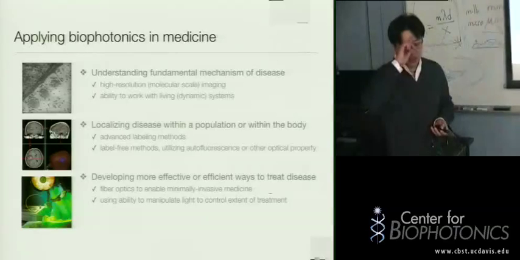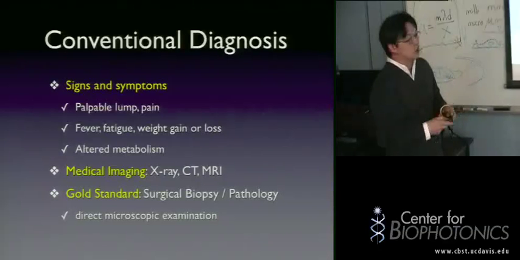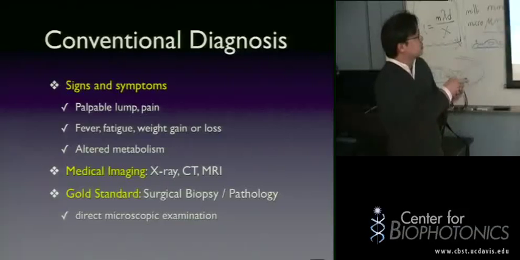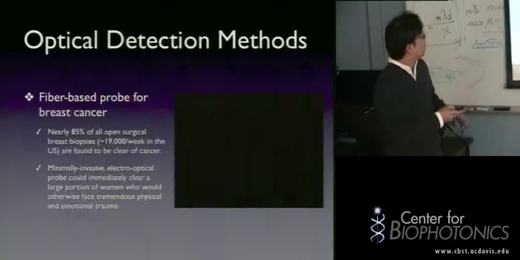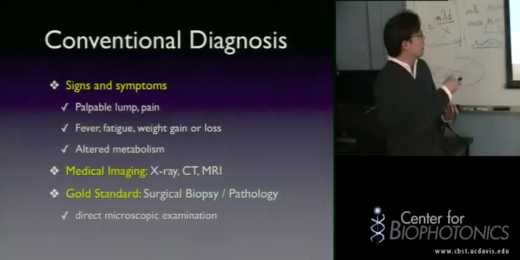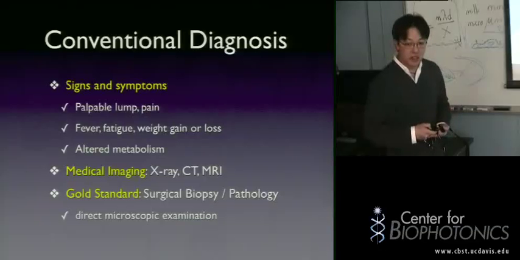So let's hit diagnosis first. Conventionally, how do we diagnose cancer? Well, a doctor would have to do a physical exam and then look for certain signs and symptoms. It could be that somebody feels a lump or they have a pain in their body. There could be fever, fatigue, some unexplained weight gain or weight loss. Or there could be some alteration in their metabolism.